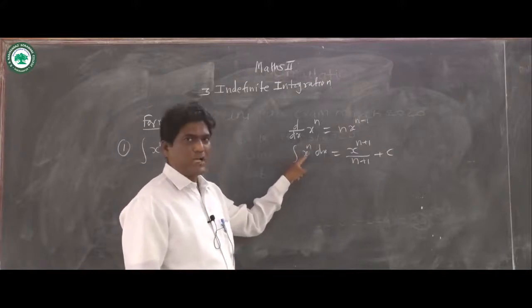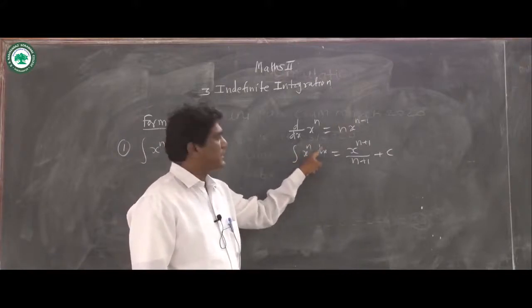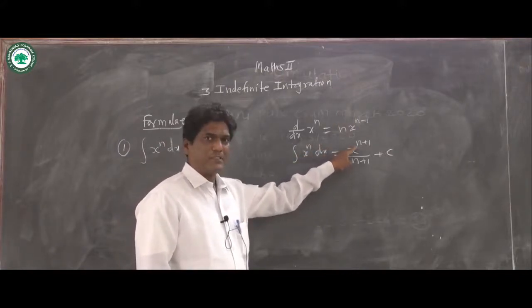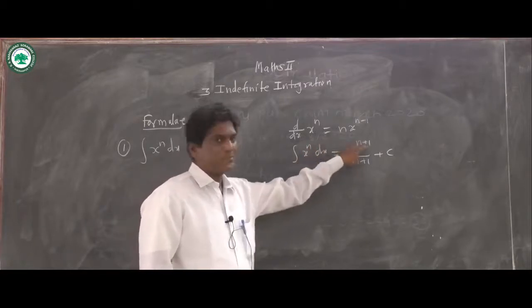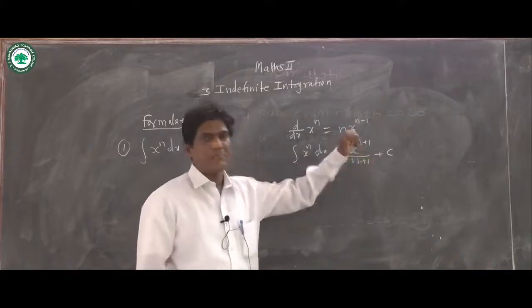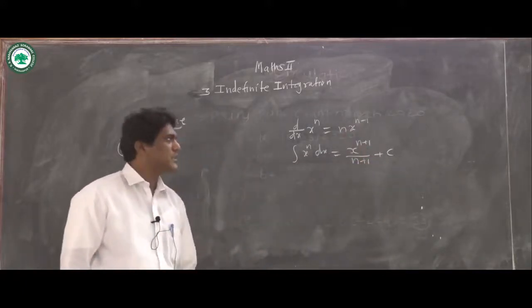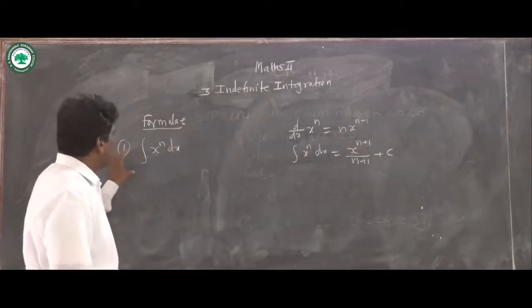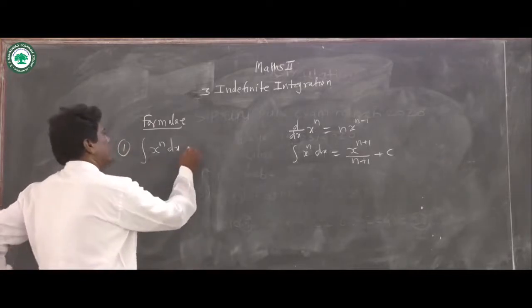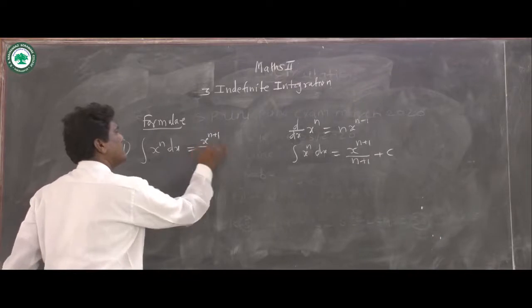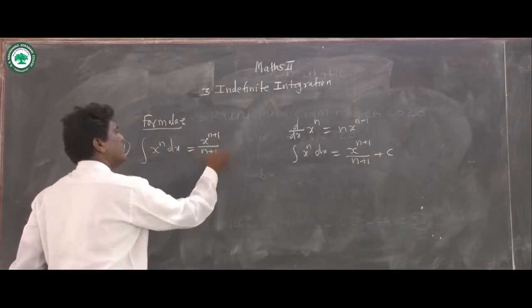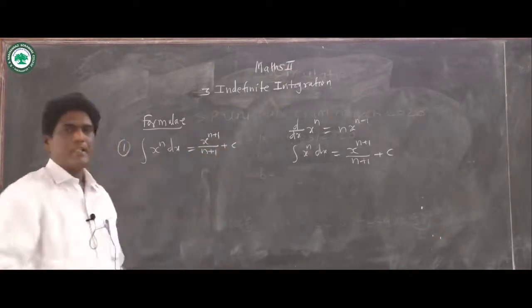Integration of x to the power n dx is equal to x to the power, we increase the power by 1, that is n plus 1, and divide by the same number n plus 1, plus constant of integration. So the first formula is: integration of x to the power n dx is equal to x to the power n plus 1 divided by n plus 1 plus constant of integration.